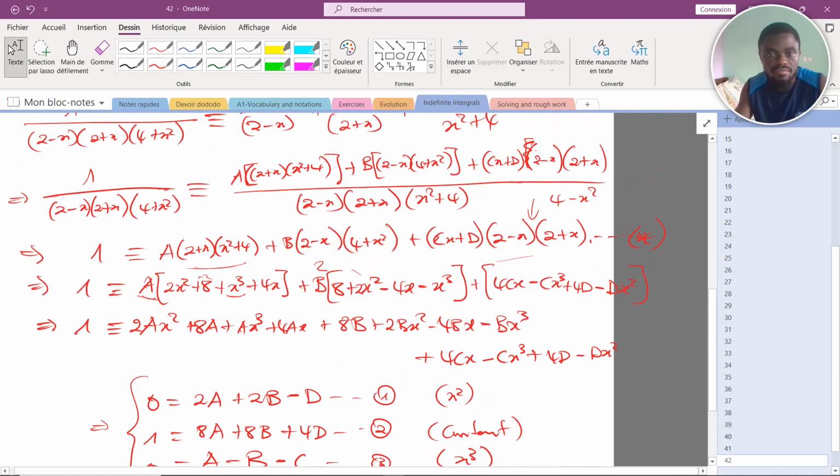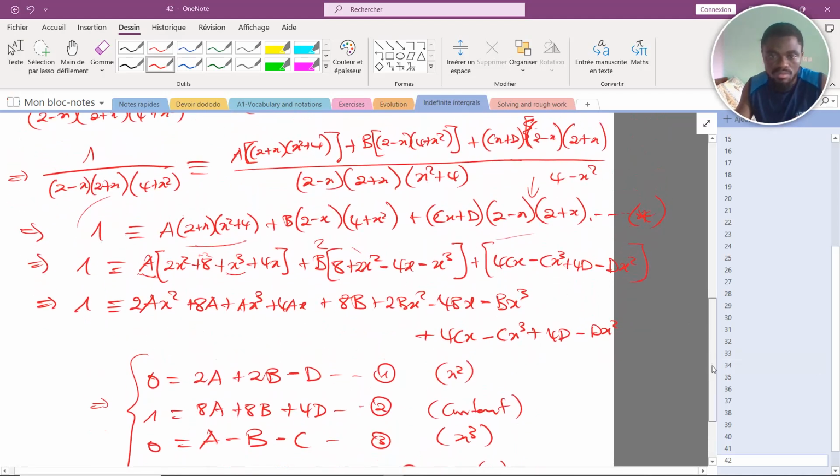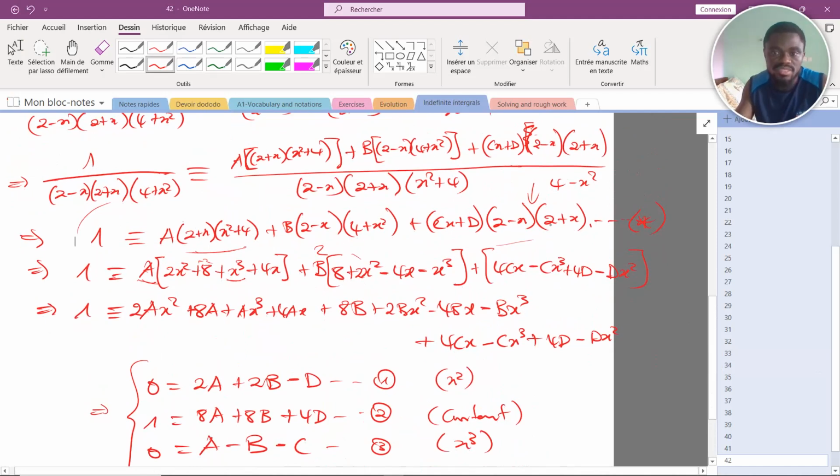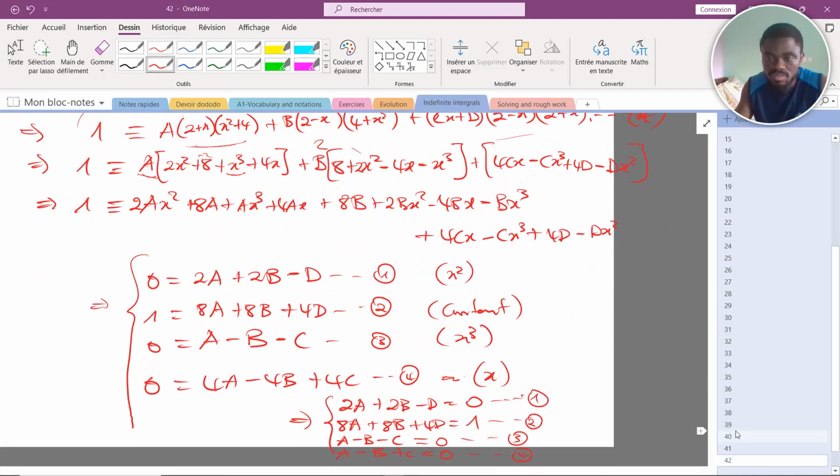So whenever you arrive at such a stage, you first develop this. I decided to develop this because we cannot directly calculate this, so I developed this to have my equations. Then using this star, I'll proceed by substituting certain values, for example x equals minus 2 to find b, and x equals 2 to find a, because when I substitute x equals 2, this term will always be 0. For x equals minus 2, this term will always be 0. So let's go to the next page.